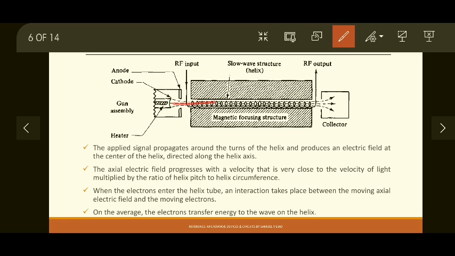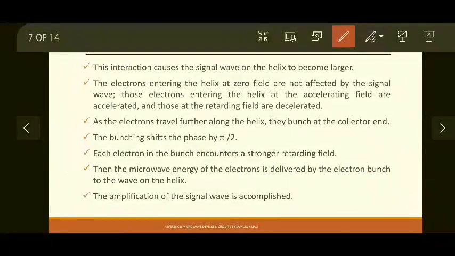On average, electrons transfer their energy to the wave on the helix. So as the electrons are traveling, they transfer their energy to the electric field, which is generated by the propagating microwave signal. That energy transfer will increase the power or amplitude of the microwave signal. So this interaction causes the signal wave on the helix to become larger.